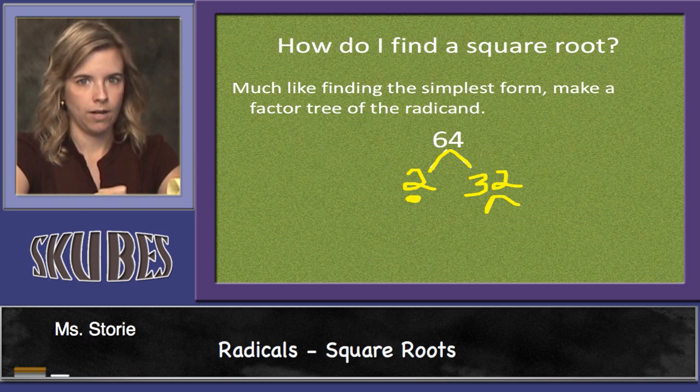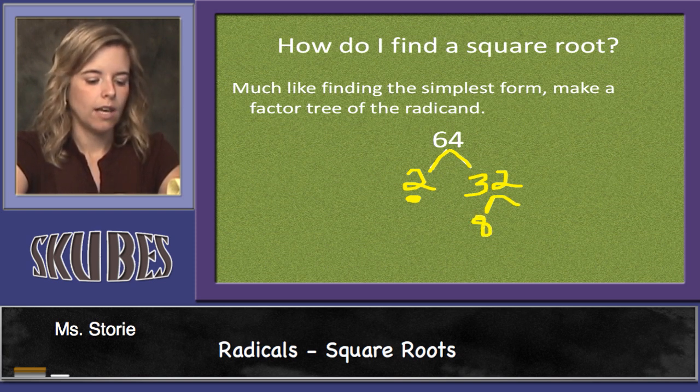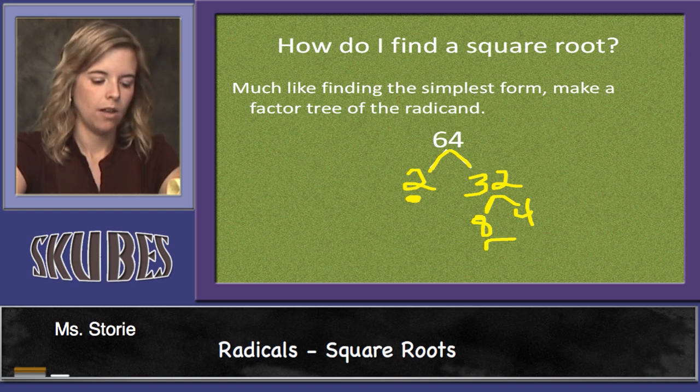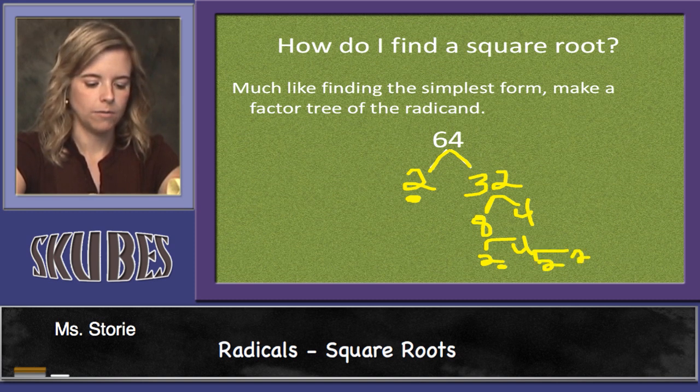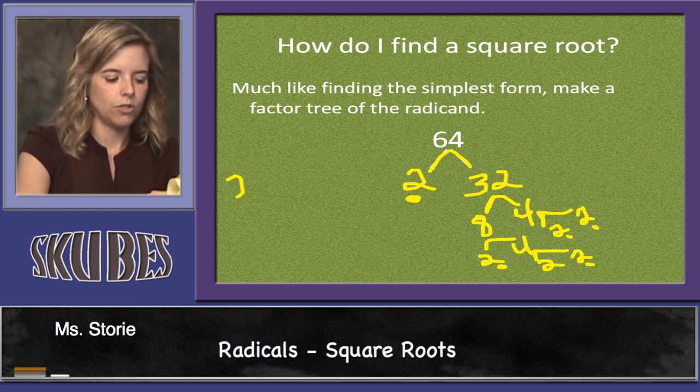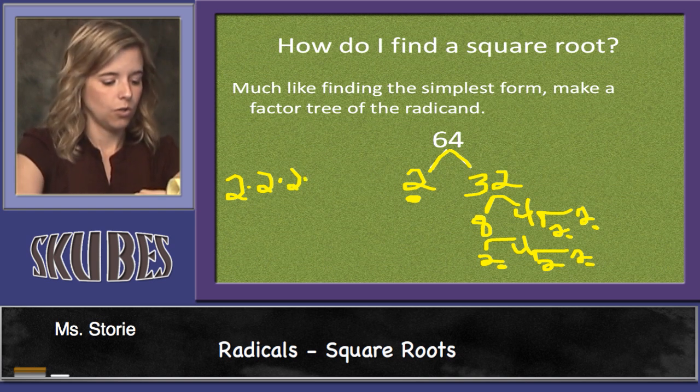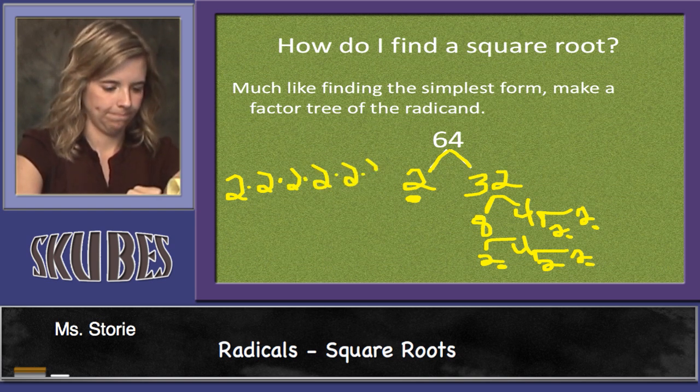Then I have 32, not prime, so that goes 8 times 4. Neither of those are prime, so we need to break down 8 into 2 times 4. I got a prime. Now I need to break down 4. It's going to be 2 times 2. And then I need to break down my other 4 into 2 times 2. Whew, that's a lot of stuff. So we have 2 times 2 times 2 times 2 times 2 times 2.